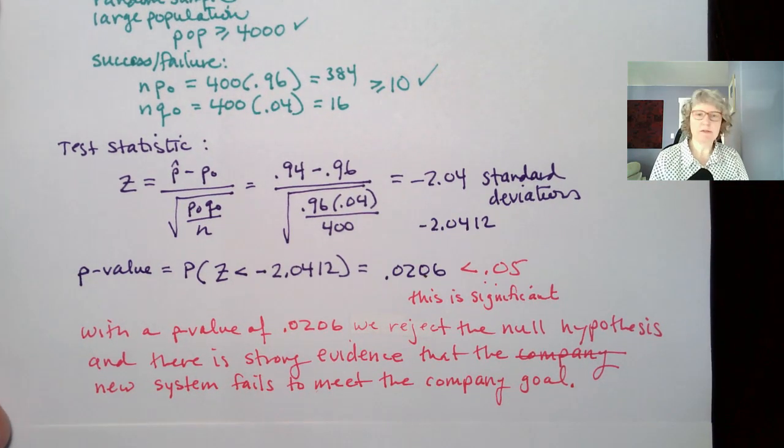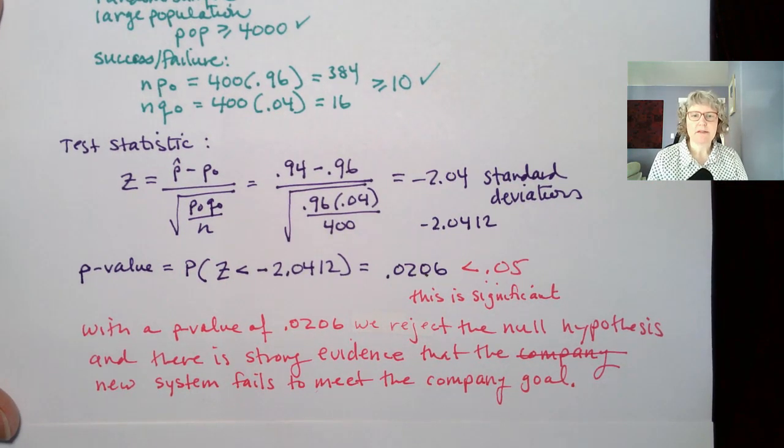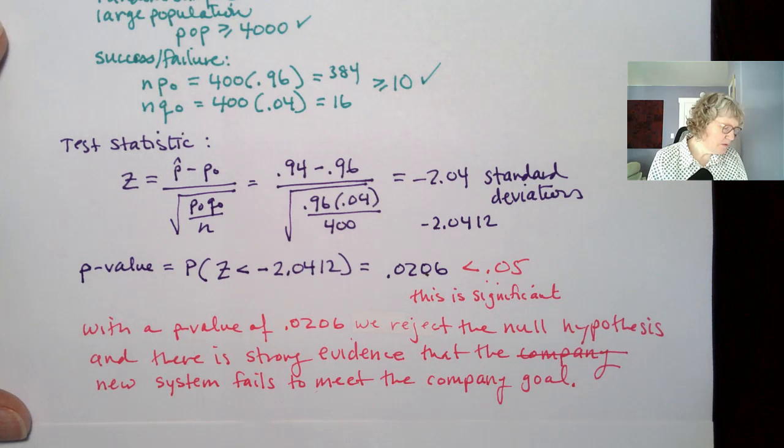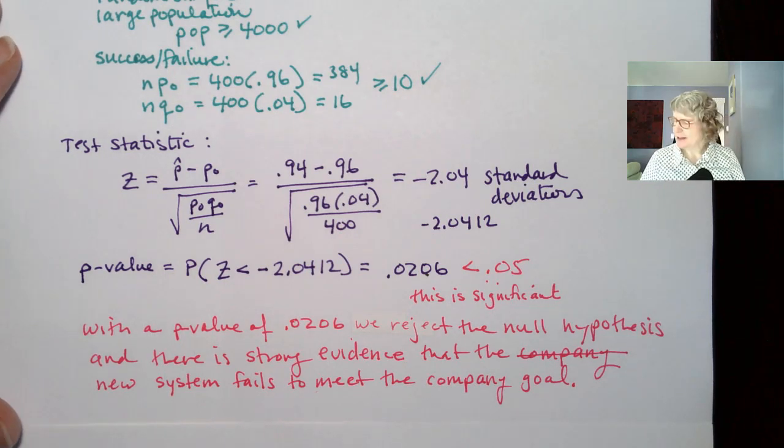And remember how we talked about statistical significance versus practical significance? So they still had a 94% success rate, right? So that's pretty good. I wouldn't overlook that. So it's like, is that 2% practically significant? However, there's always room for improvement, though. So they could keep improving their instructions and then keep trying to get that 96% goal.